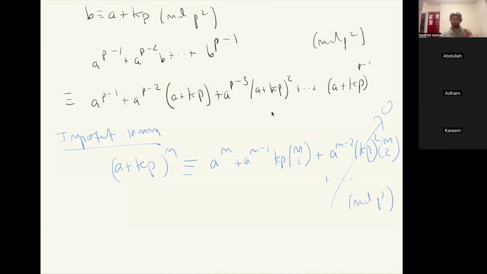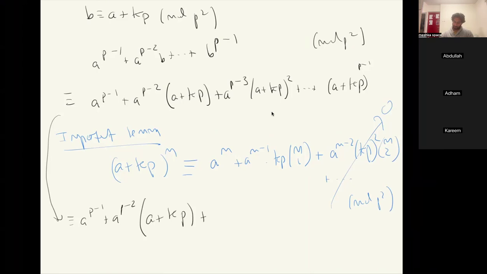Yeah, so this vanishing is what really lets us move from mod p to mod p squared, right? Let's see what it means. Each exponent is not going to contribute the full binomial expansion, just the first two terms. It means that this sum mod p squared is going to be a to the p minus 1, and then a to the p minus 2, and we'll have a plus kp.